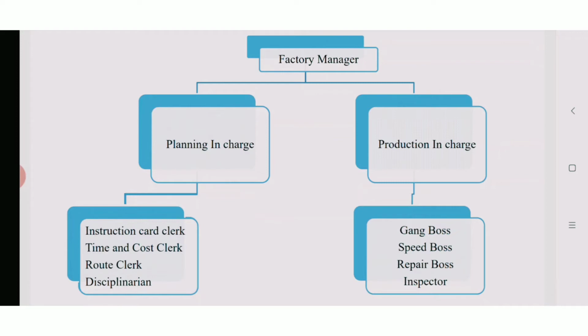Now we will discuss the function of each professional under functional foremanship. The first one is the instruction card clerk. The main function of this clerk is to give guidelines or instructions to the people who are working in a factory. All the guidelines first will be formulated, then the same will be conveyed to the people.